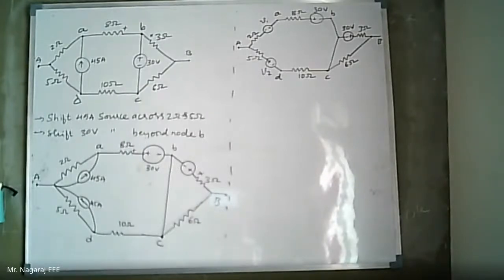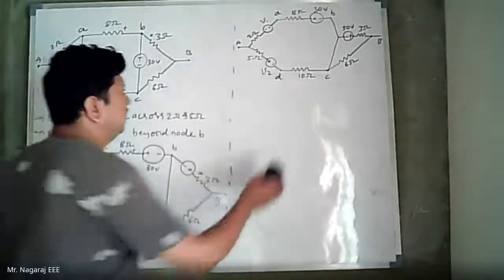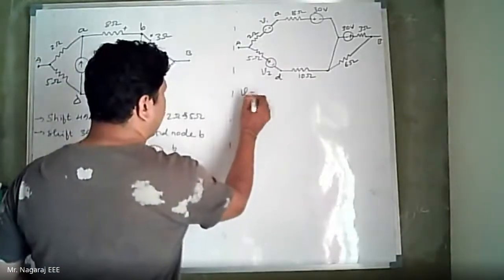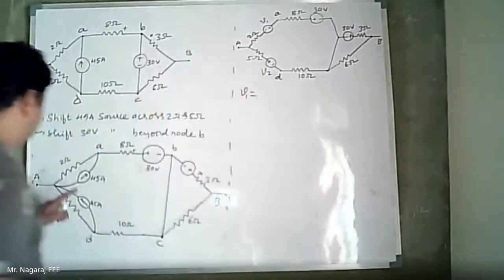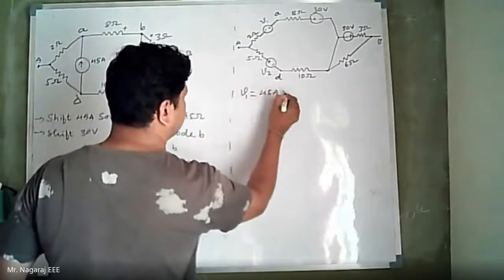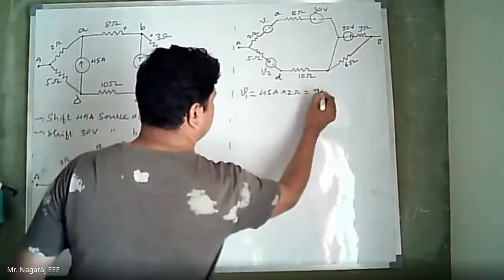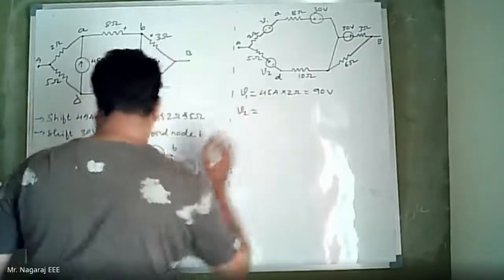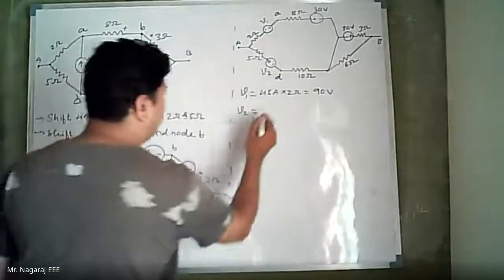Now I will not mention it as node B and node C. I will not discriminate it. It is a single node. Okay, it is a single node. Now, what is V1? V1 is equal to 45 amps into 2 ohms, 90 volts. V2 is 45 amps into 5 ohms.